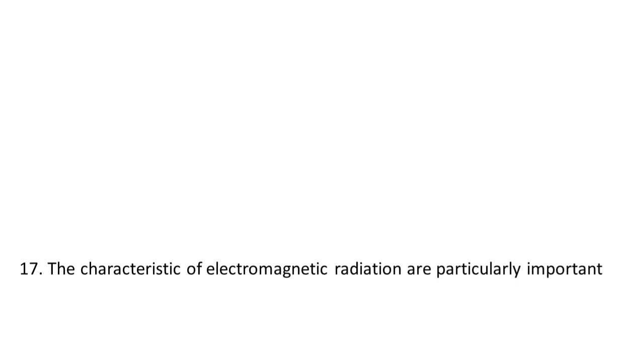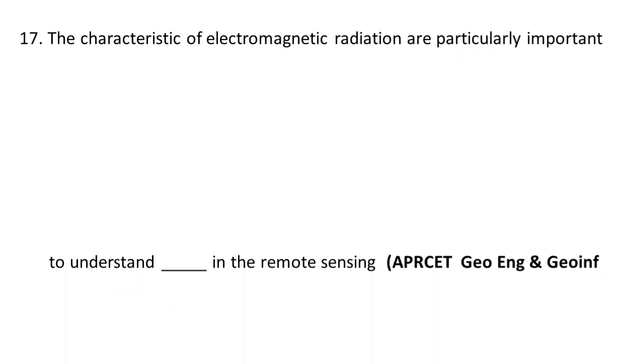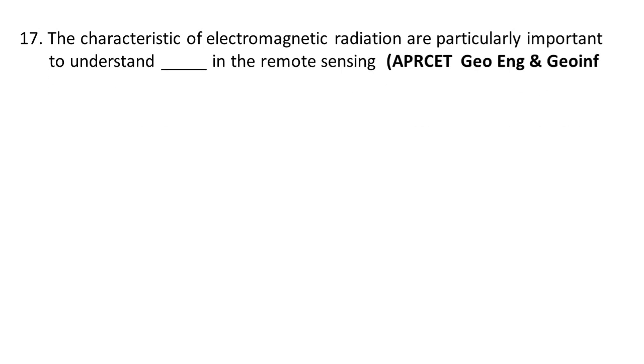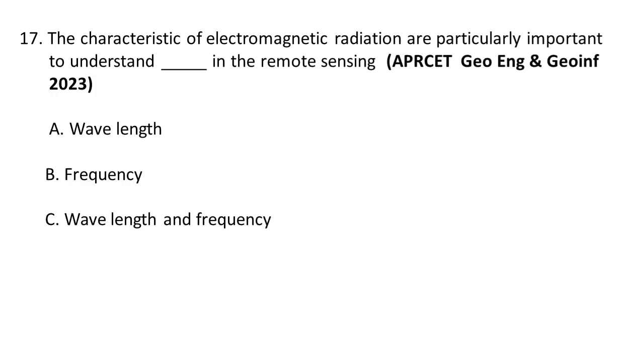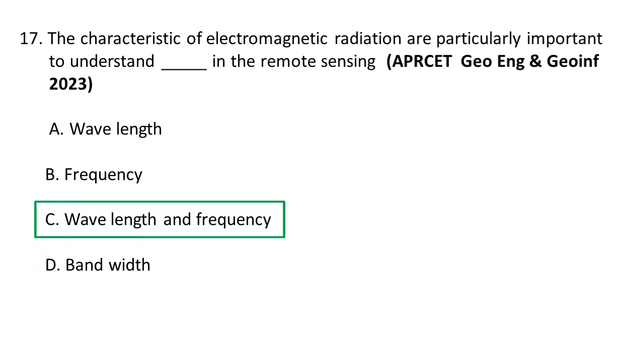Next question. The characteristics of electromagnetic radiation are particularly important to understand what in remote sensing? A. Wavelength, B. Frequency, C. Wavelength and frequency, D. Bandwidth. So the correct option is wavelength and frequency. The characteristics of electromagnetic radiation, that is the wavelength and frequency, are important to understand in remote sensing.